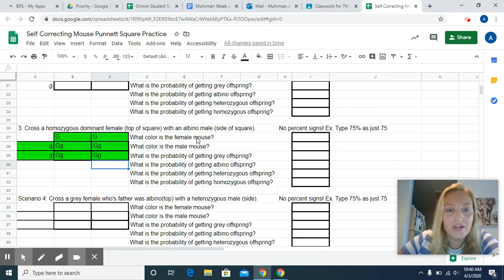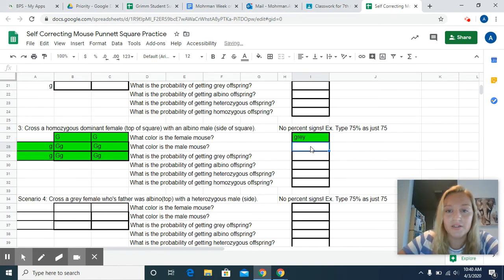So let's go over here and look at our questions. The first one is, what is the color of our female mouse? Remember, our female mouse is homozygous dominant. And remember, our dominant feature is gray fur, so she's going to be gray. And then our male mouse, it tells you, he's albino, so he's white.